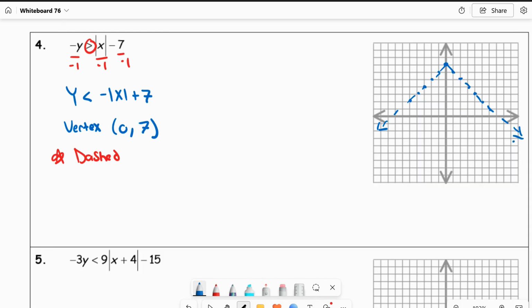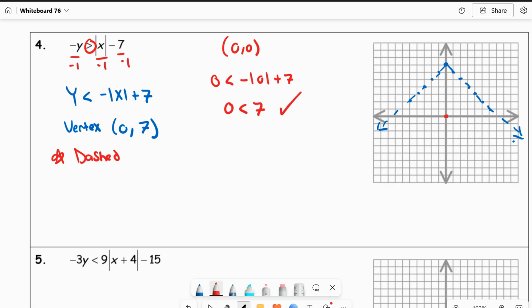Okay. Just like with the linear equations, I will have to test a point that does not fall on the boundary line. In this case, 0, 0 is beneath the absolute value, and I have points above. So I'm going to test 0, 0 to see if I shade beneath. Testing 0, 0, I would have 0 is less than negative absolute value of 0 plus 7. Negative absolute value of 0 is just 0, so I've got 0 is less than positive 7. Yes, that is a true statement.